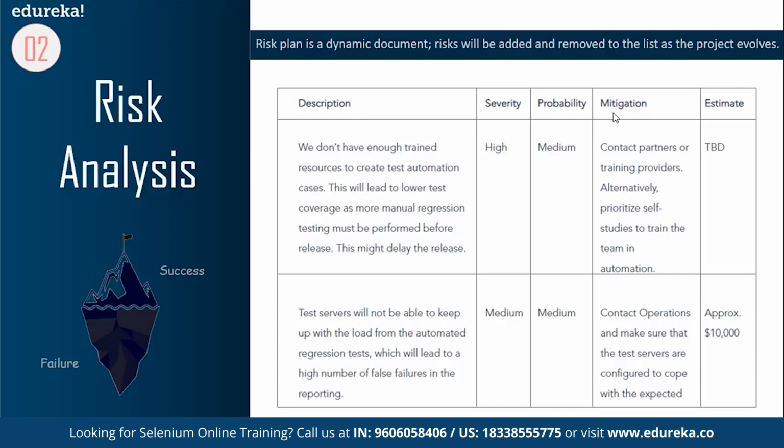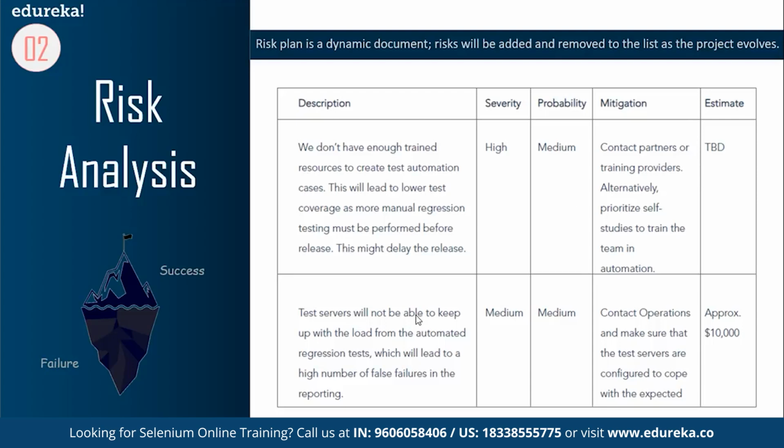And what's the probability that this risk might turn into reality? Well, it's medium. And what do you do if it has actually occurred? You can contract partners or you can contract training providers. Alternatively, you can educate the workers in your office so that they can handle more load. And what about the estimated cost? It says TBD. It means time-based decision.